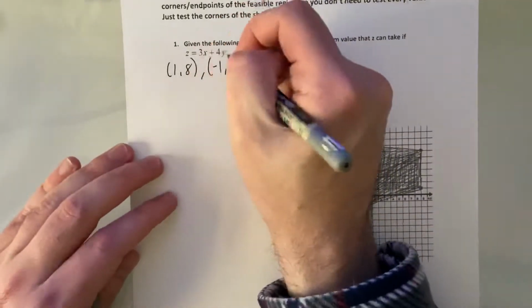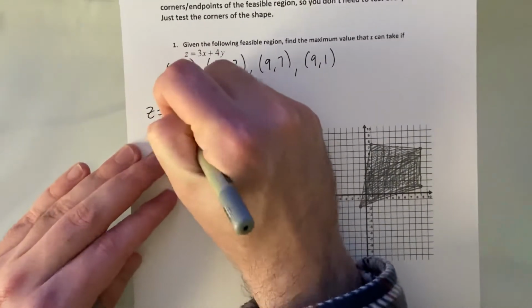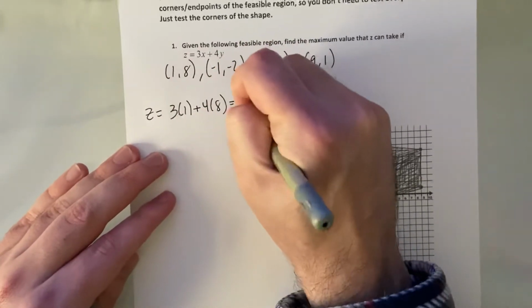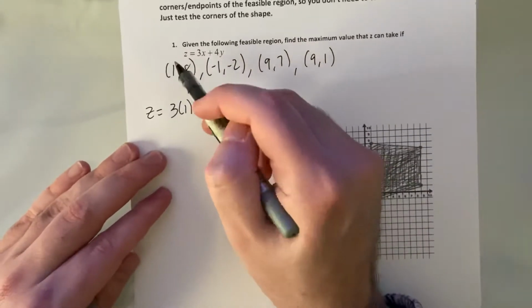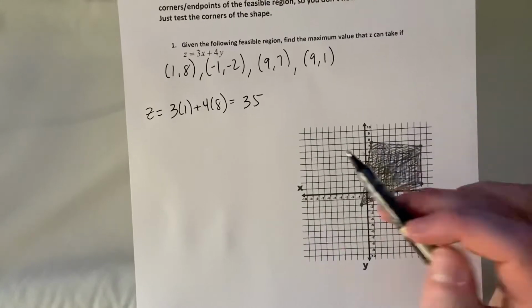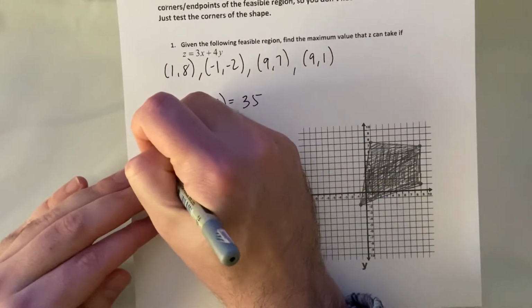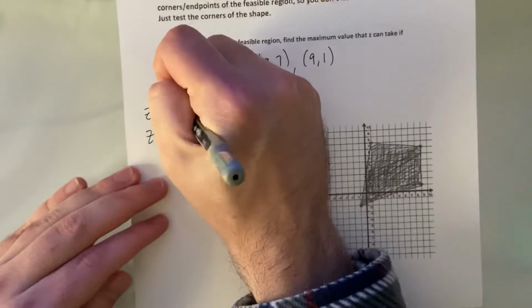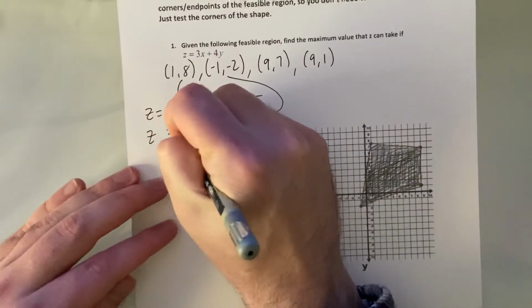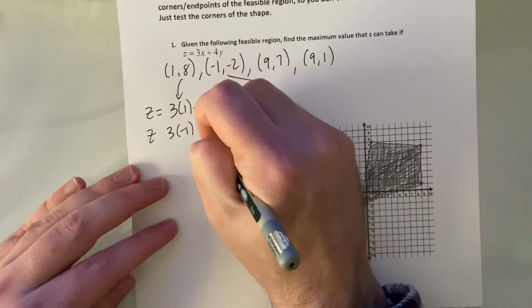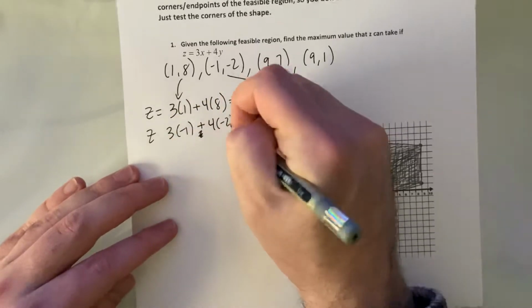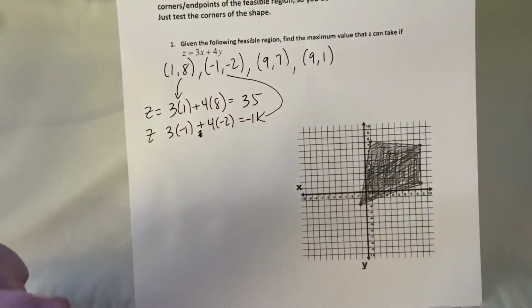So all I have to do is plug these points into my formula. Z equals 3 times 1 plus 4 times 8. It's 3 plus 32, which is 35. So that means the product there is 35 if we plug the first point into the function. The second point: 3 times -1 plus 4 times -2. That's -3 plus -8, which is -11.